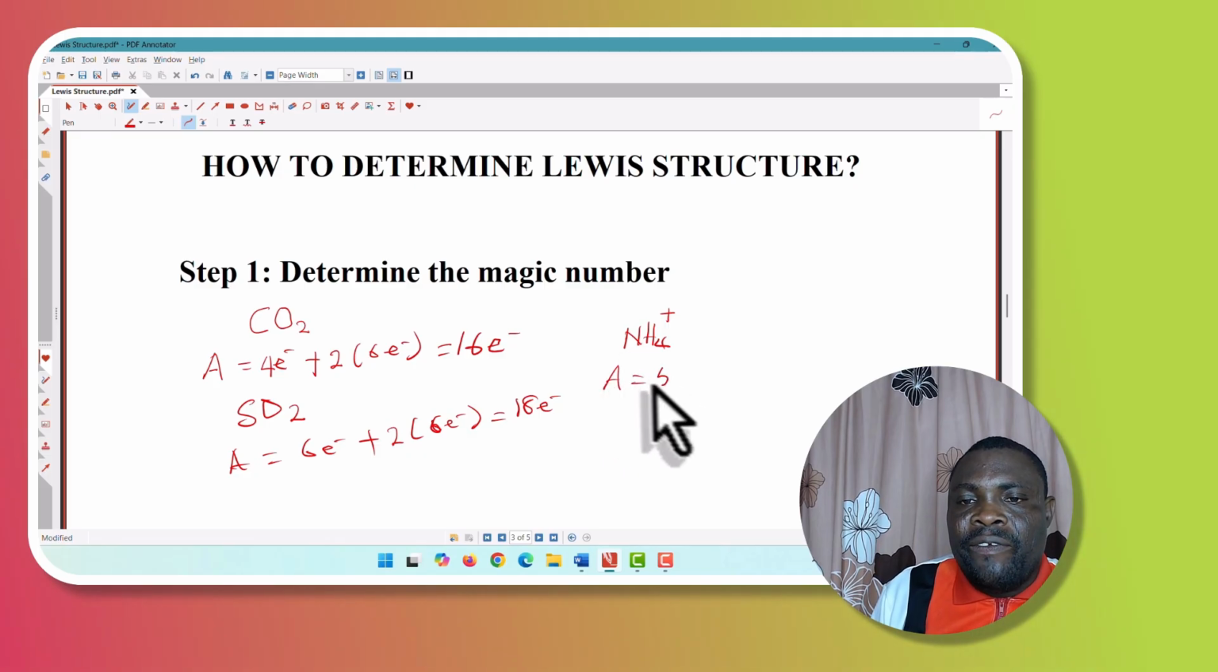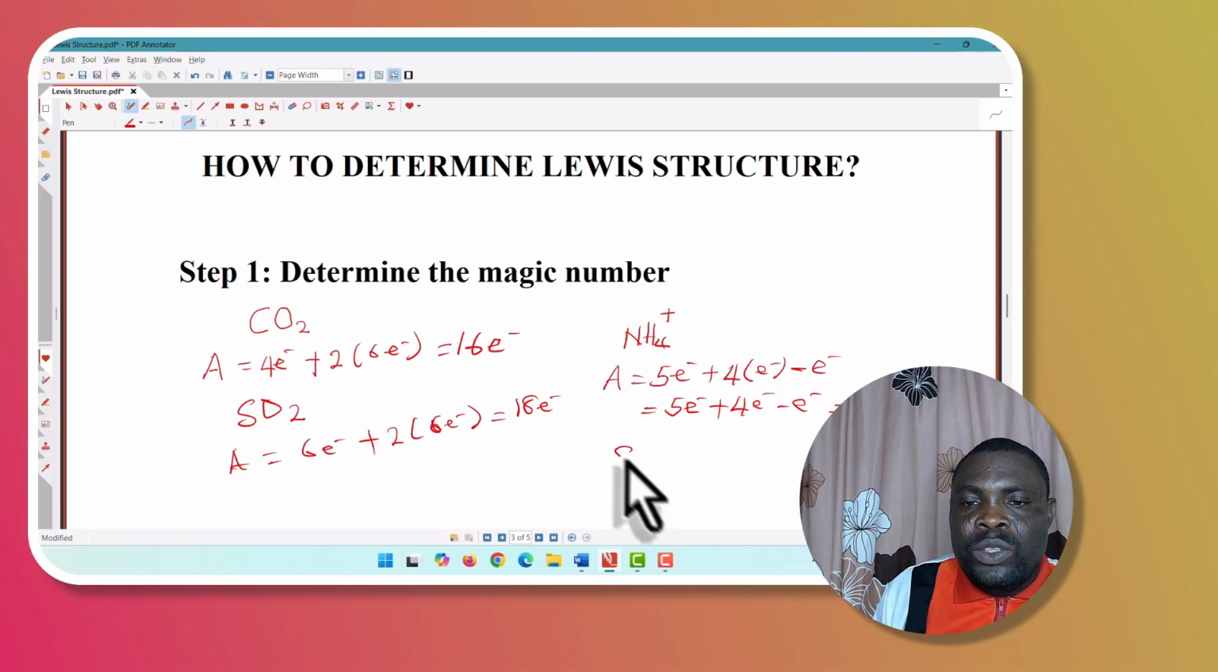So let's calculate the available electrons. Nitrogen is in group 5. That will give me 5 electrons. Hydrogen is in group 1. That will give me 1 electron each, minus the 1 electron that has been lost. That will give me 5 electrons plus 4 electrons minus 1 electron. That will be 8 electrons.